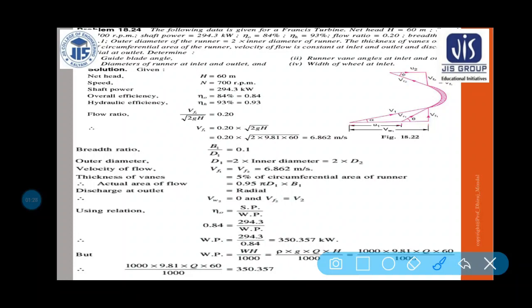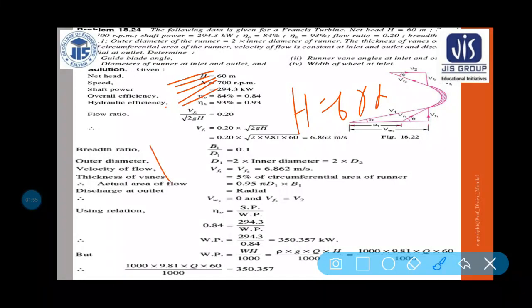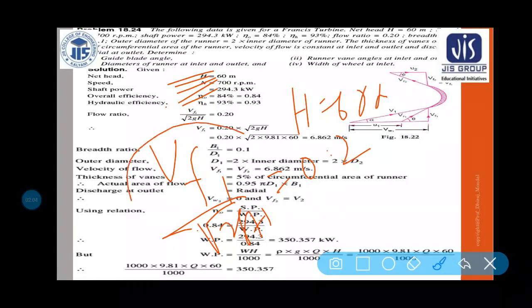The following data is given for the Francis turbine. Net head H is equal to 60 meter. Speed given, 700 rpm. Shaft power also given, 294.3 kilowatt. Overall efficiency 84%, that means 0.84. Hydraulic efficiency 0.93. Flow ratio means Vf1 by root over 2gH, so 0.2. Flow ratio is also given as 0.2.